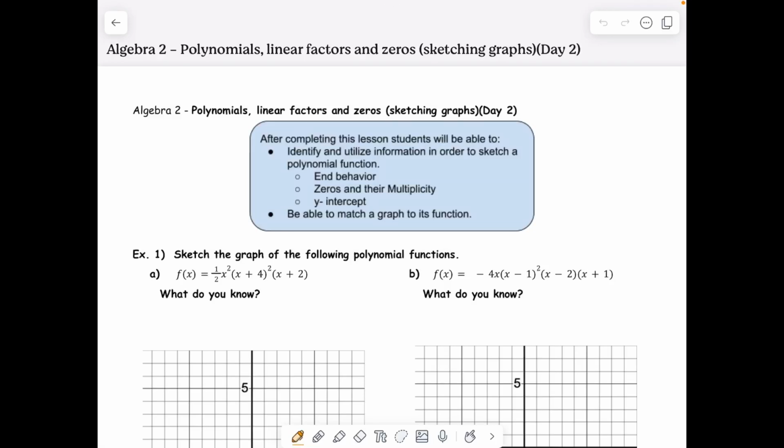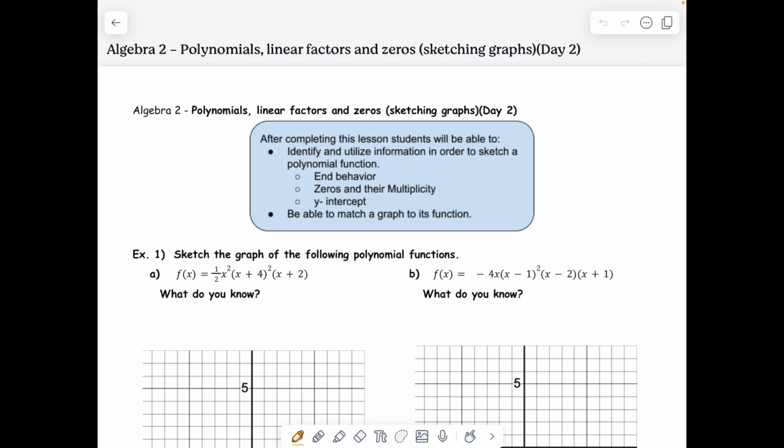Okay, hi guys. Today we're going to do day 2 of polynomials, linear factors, and zeros. We're going to talk about sketching the graph now. Before, we talked about how we can identify those zeros, the x-intercepts, what the multiplicity means, what the leading coefficient means, and what all the end behavior is.